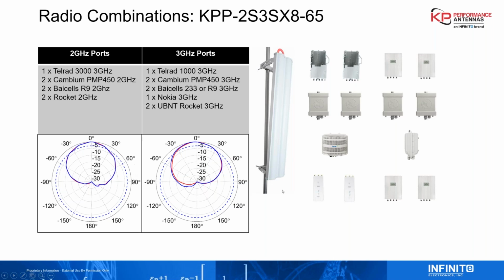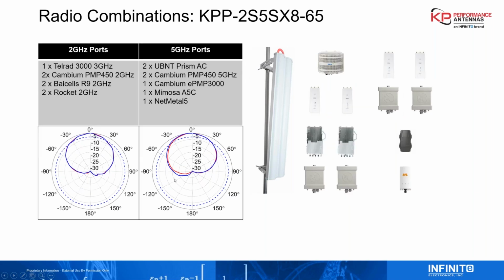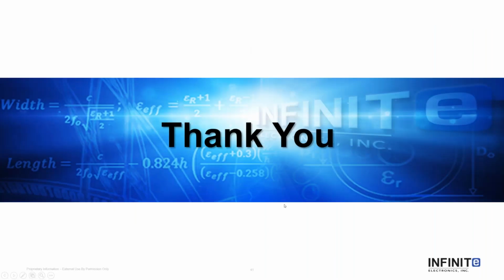I'm not going to go over every one, but you can come back and look at the recorded view, or reach out to us or ISP and get an idea of what radio to use with this type of antenna. So here's the other 2 gig, 5 gig, 8-port radio, and the combinations that are possible. So that's it for me today. Jonathan, I think we're ready to open it up.